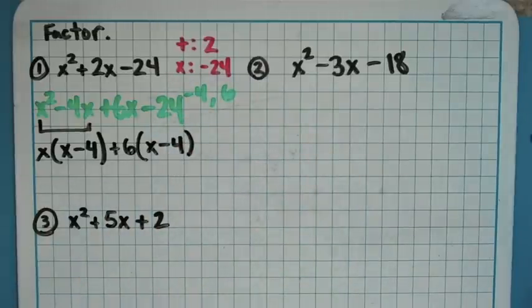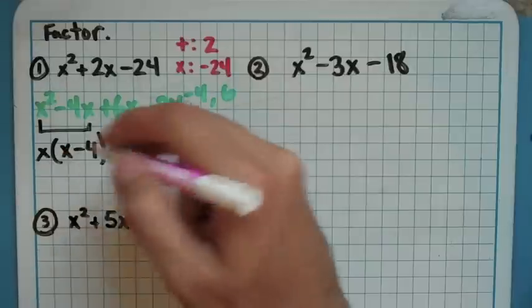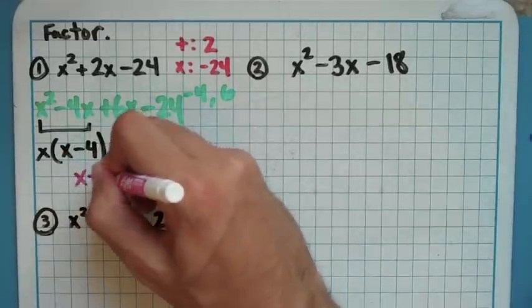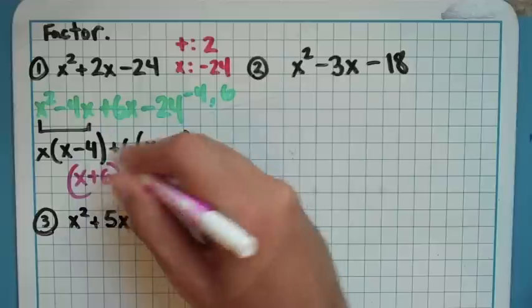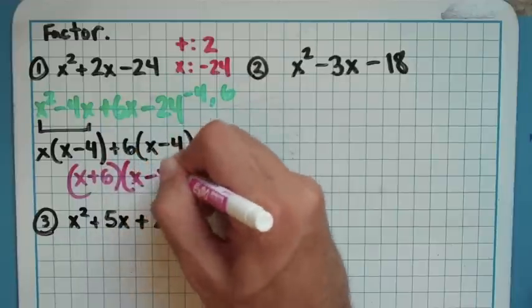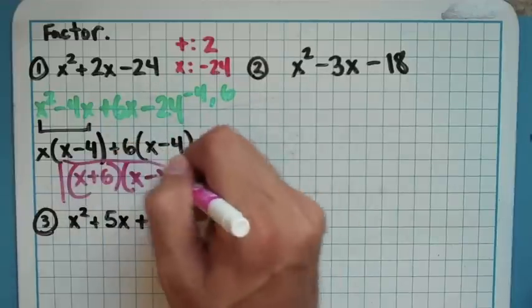If they don't match, we messed up. And my answer, I group the outside pieces and get x plus 6. I write down the repeats, x minus 4. There's my answer in pink.